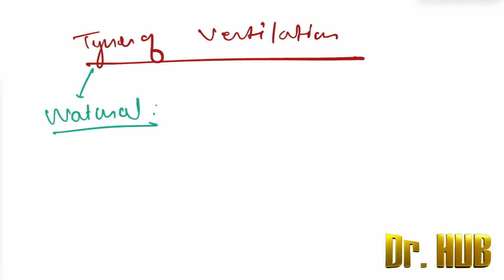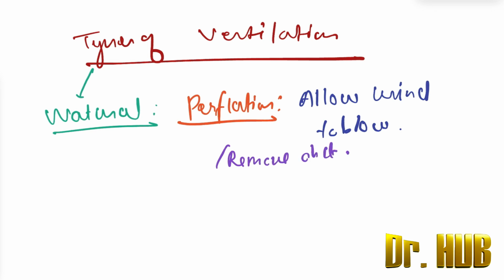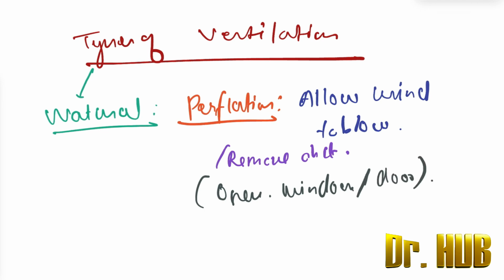So natural ventilation is, first, percolation. What is meant by percolation? Percolation is a ventilation of space achieved by allowing the wind to blow through it and removing the obstacles for this to happen. This will be by opening the windows as well as the door. This is percolation.